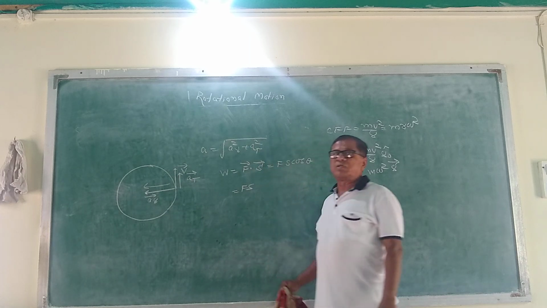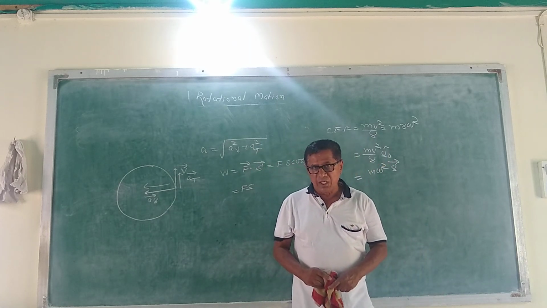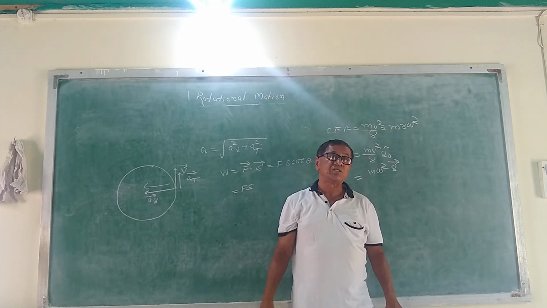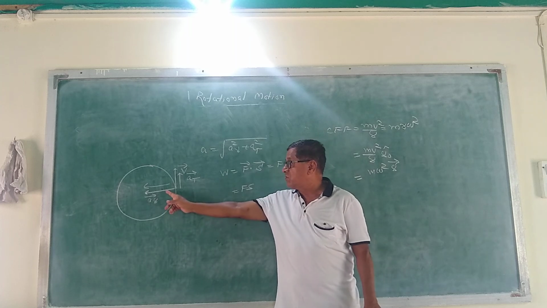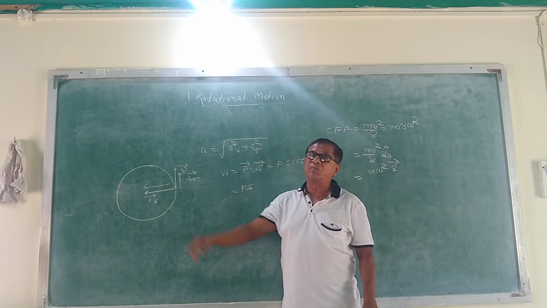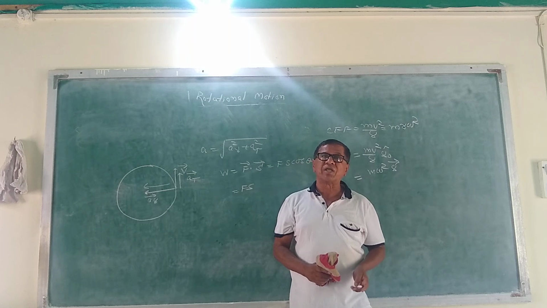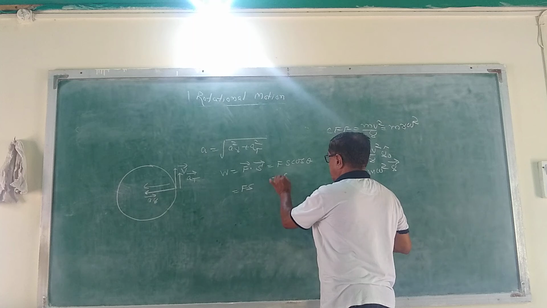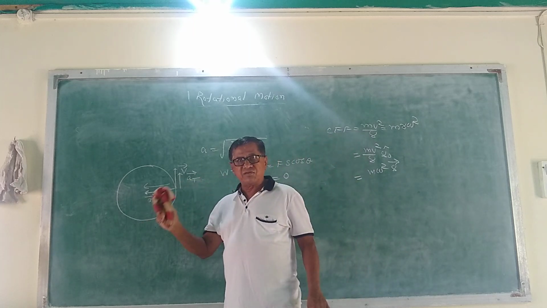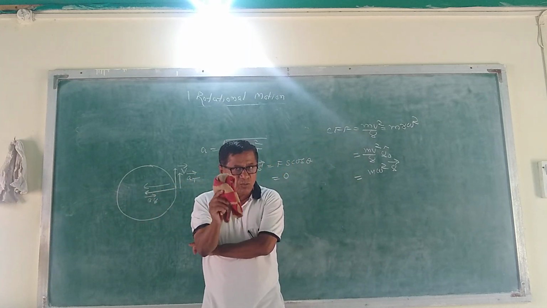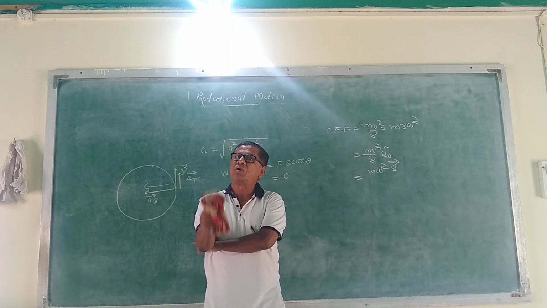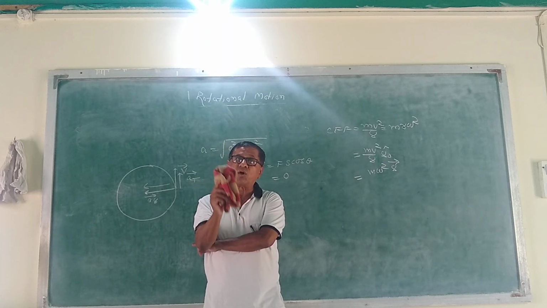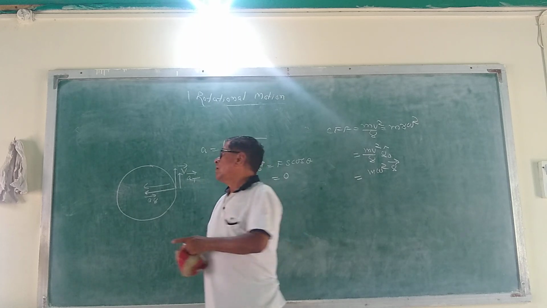Take the example of the sling. In the case of the sling, when the stone is released, it moves along the tangent. The force is in this direction. The angle between them is 90 degrees. Cos 90 is equal to 0, and therefore the work done is equal to 0. Therefore, remember this thing, that in the circular motion, the work done is equal to 0 because the angle between them is equal to 90 degrees. Cos 90 is equal to 0.